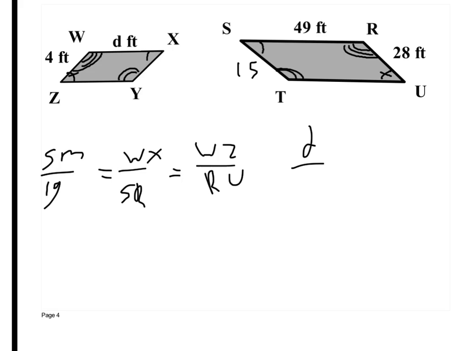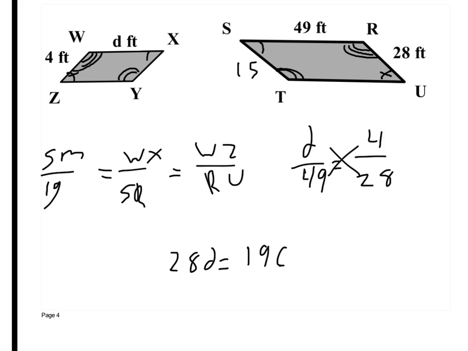WX is D. SR is 49. WZ is 4. And the RU is 28. So then I just cross multiply. 28D is equal to 49 times 4, which is 196. So I divide by 28. D is equal to, it comes out to be 7. 7 feet.